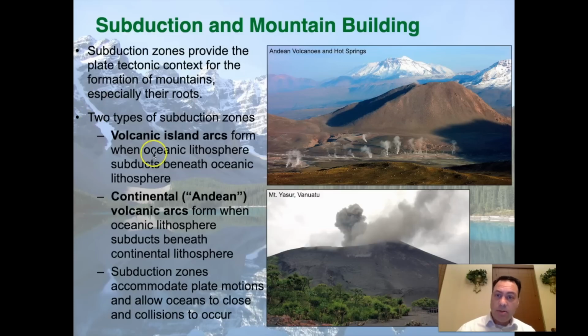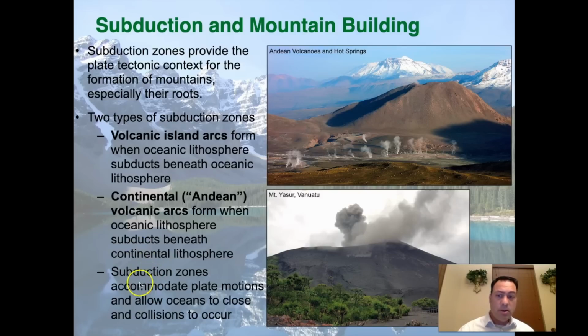There are two different types of subduction zones. We've talked about them already, but I just want to do a quick review because we're going to do a couple of slides on them here in a moment. Volcanic island arcs form when the oceanic lithosphere subducts beneath other oceanic lithosphere. And then there's the continental, what we also call the Andean. It's named after the Andes Mountains. Andean volcanic arcs form when oceanic lithosphere subducts beneath continental lithosphere. So in other words, where the oceans are going beneath continents.